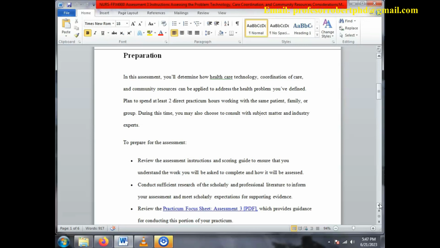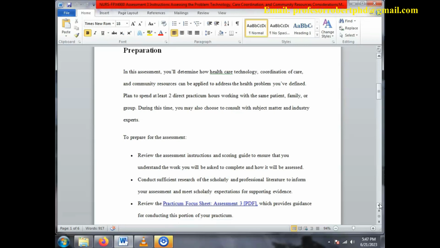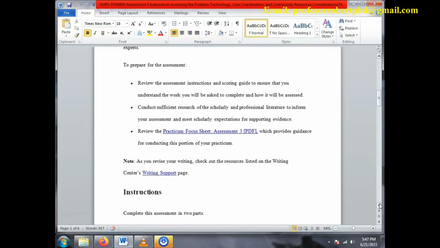Plan to spend at least 2 direct practicum hours working with the same patient, family, or group. During this time, you may also choose to consult with subject matter and industry experts. To prepare for the assessment, review the assessment instructions and scoring guide to ensure that you understand the work you will be asked to complete and how it will be assessed.